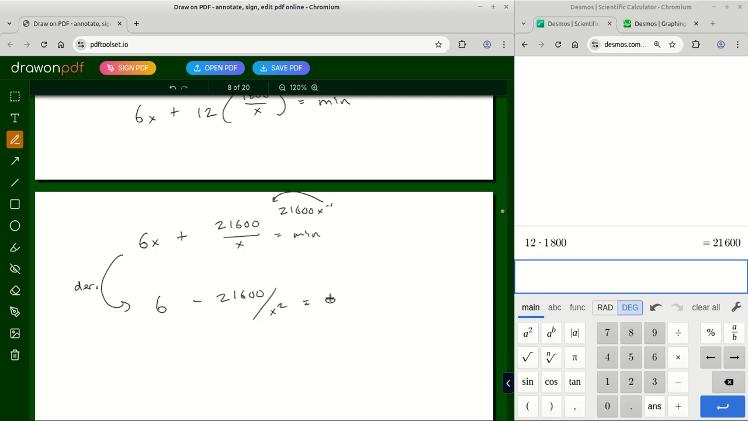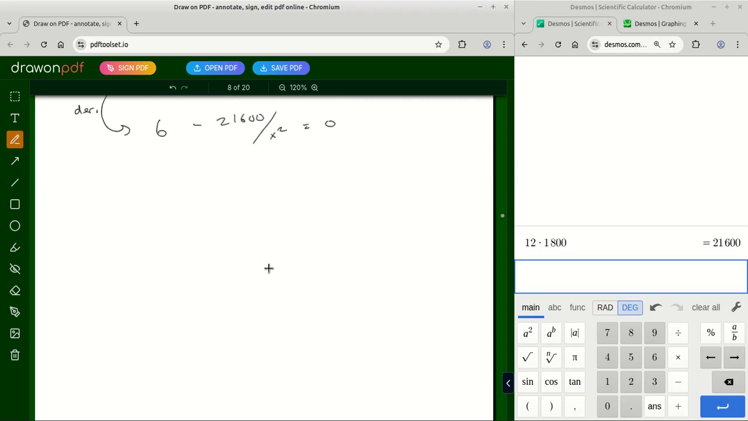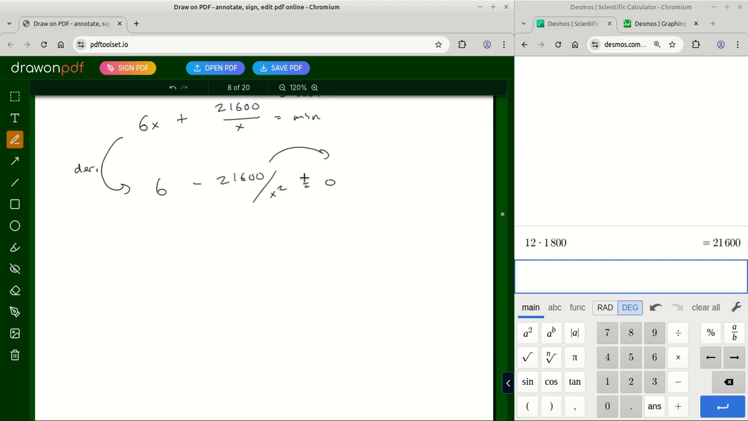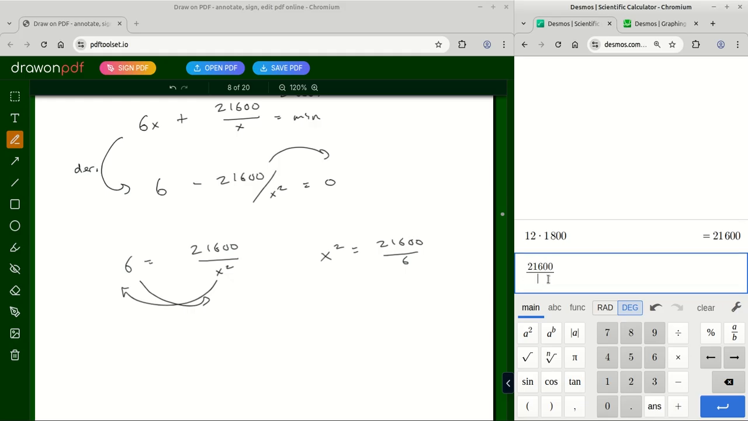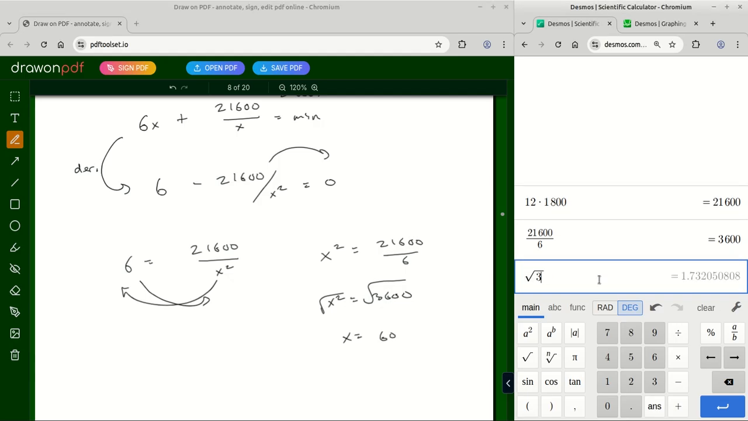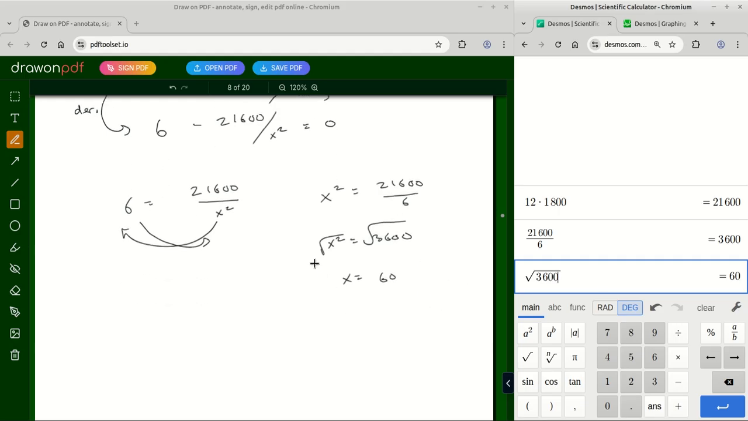All right. So let's do this thing. This is a big fraction, and I'm going to move this over to the other side just because it's negative. And I'm going to multiply here and divide by this. X squared is equal to 21600 divided by the 6. Let's find out what that number is, because I want something a little bit easier. 3600. Square root both sides. And I think it's just going to be a 60, but let's verify it just in case. Oh, yeah. So x is equal to 60.